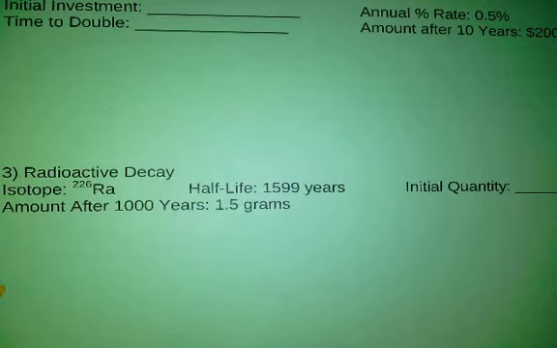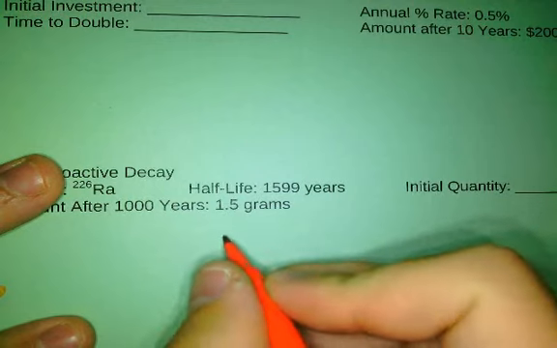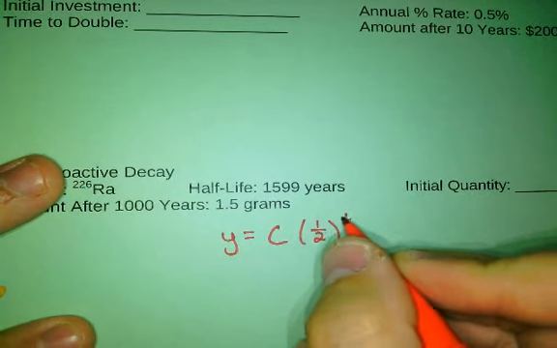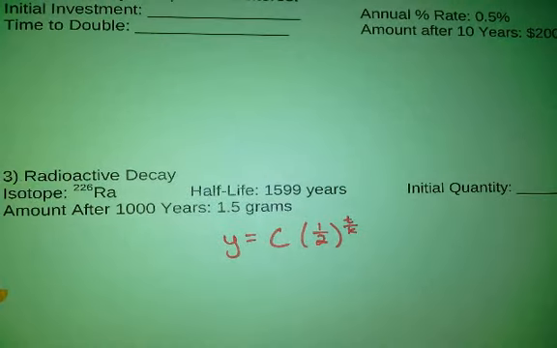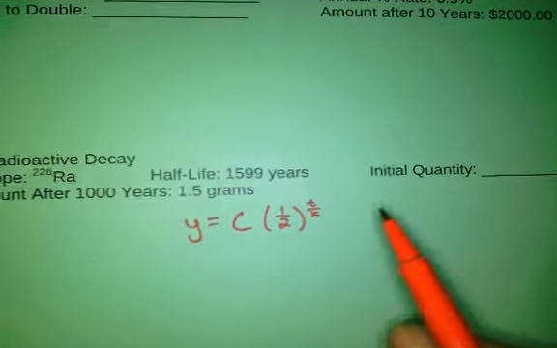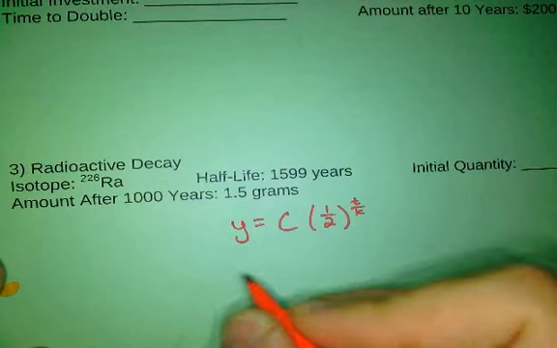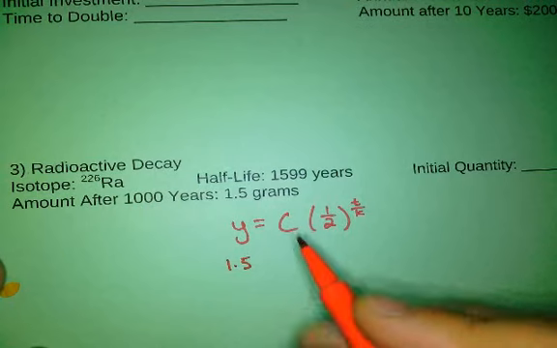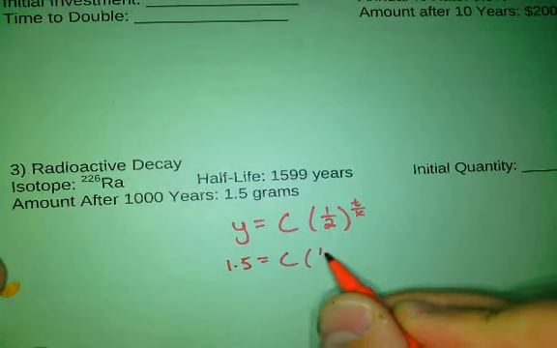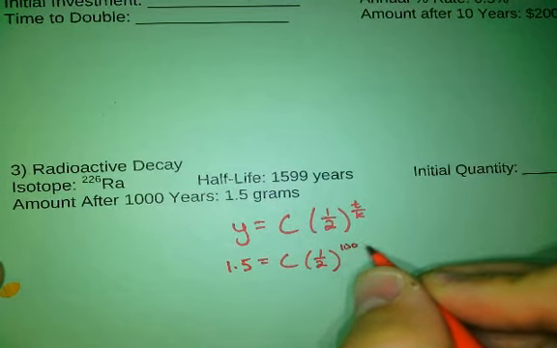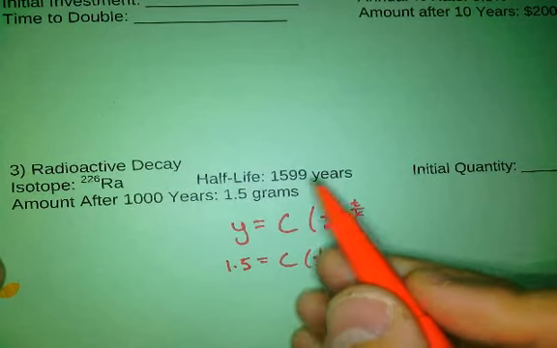Okay. So here's my formula. I'm looking for the initial amount. I don't know that. That's why that's blank. So I can't find that, but I can find everything else. What's Y? 1.5 equals C 1/2. What's my T? 1,000. And what's my K?